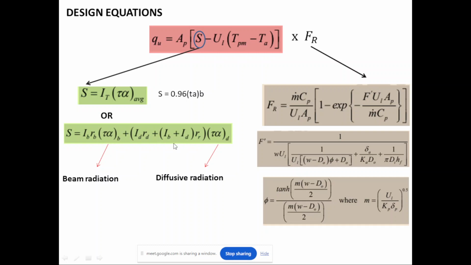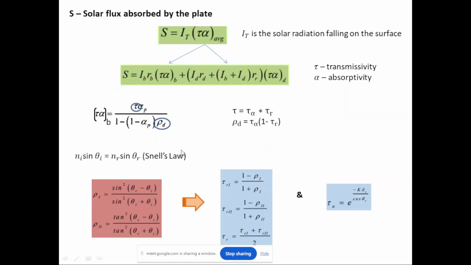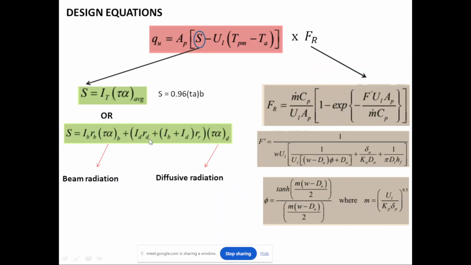And your IB plus ID is nothing but your IG, that is the global radiation. Here the heat removal factor calculation is also given. So these are the three equations, because your Fr has F dash, and the F dash has phi as unknown, and you have to calculate all these things. So let us move on to the next slide. And your small rb, small rd, and small rr are calculated using the same formulas here.